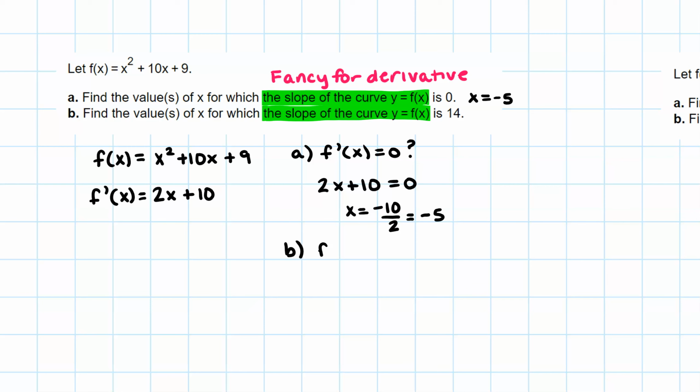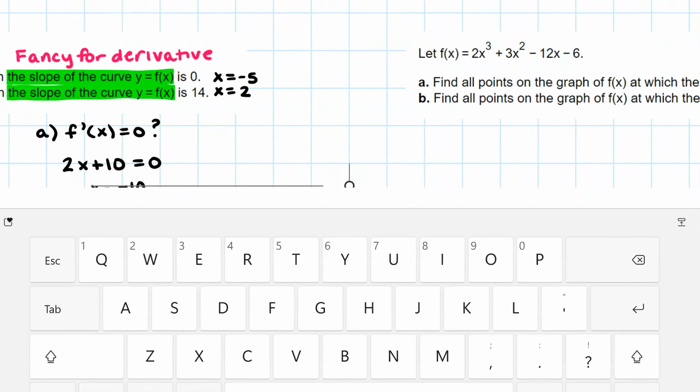Let's do part B. So f prime of x, we want to find the values of x for which f prime of x is 14. So when is f prime of x 14? Well, I don't know, but I could solve that. 2x plus 10 equals 14. So 2x equals 4, and x equals 2. So when is the slope 14? When x equals 2. Okay, let's try one more.